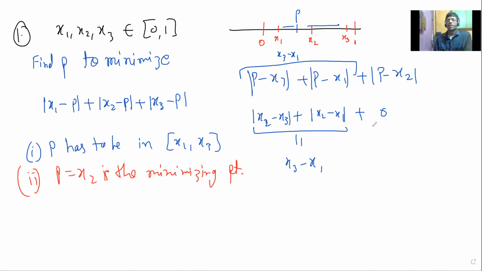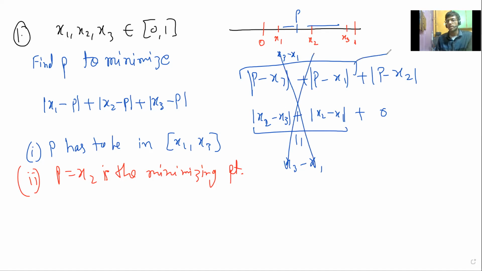Okay. So for any point p inside, the distance from x1 and x3 is not a problem. The total distance is always fixed. Distance from x3 is not fixed, distance from x1 is not fixed, but the sum of the distances is fixed. And that's important. So there's no problem there.